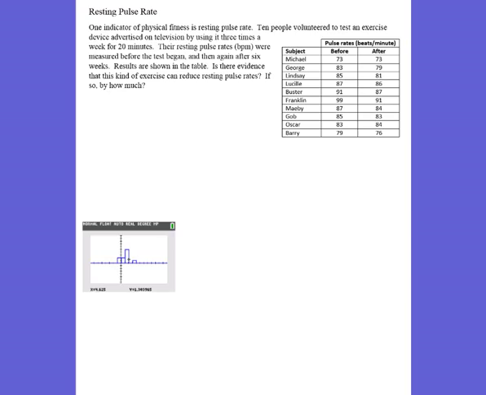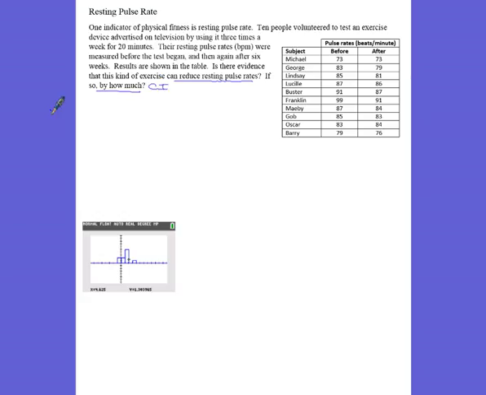Alright, so let's quickly take a look at our example problem. We have resting heart rates. 10 people volunteered to test an exercise device advertised on television by using it 3 times a week for 20 minutes. The resting pulse rate in beats per minute was measured before the test began, and then again after 6 weeks. Results are shown in the table. Is there evidence that this kind of exercise can reduce resting pulse rate? So we're looking at, can it reduce the resting pulse rate, and then if so, how much? That's telling us to use a confidence interval.